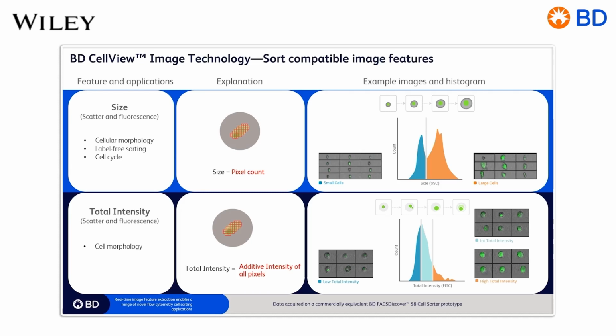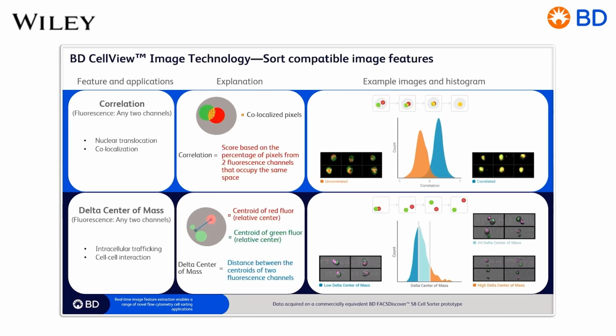Depending on what your application is, size is a really good one for label-free sorting because you can look at side scatter and forward scatter size. And then, of course, cellular morphology can be used for morphologies of different natures, depending on what biology you're actually looking at.